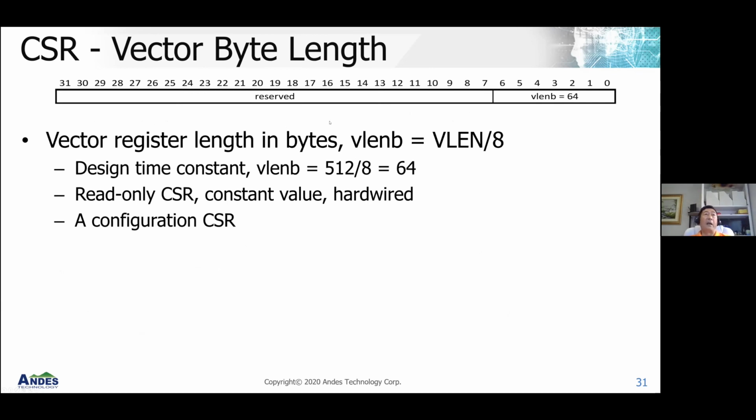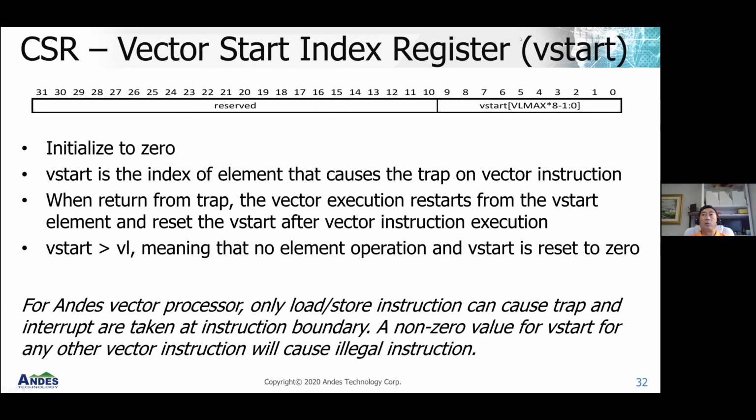And then the last control and status register is the configuration. It basically is the VLEN divided by 8. This is a design time constant. It will be fixed and be set at the configuration. So you cannot change this register at all. It can only be read, but cannot be changed. And one more is the vstart index register.